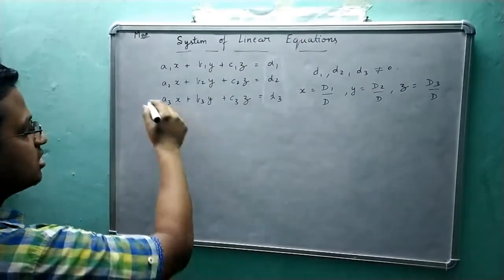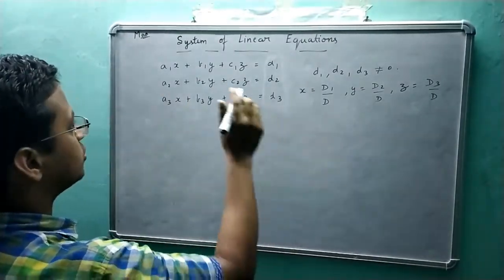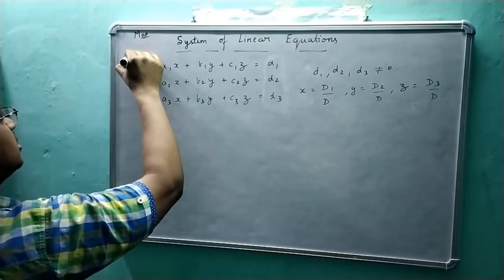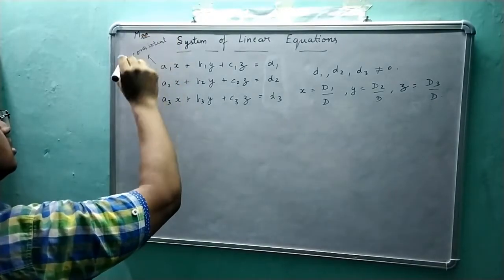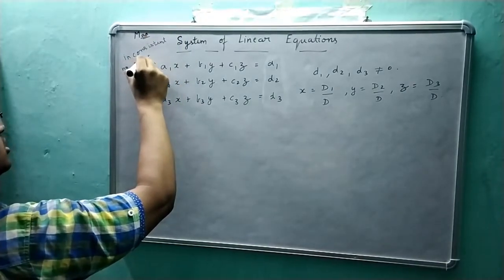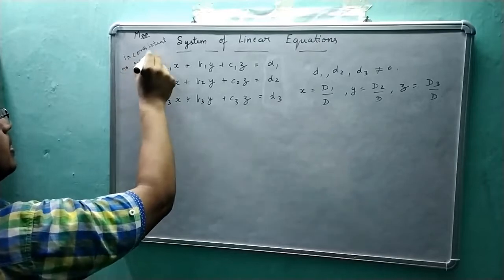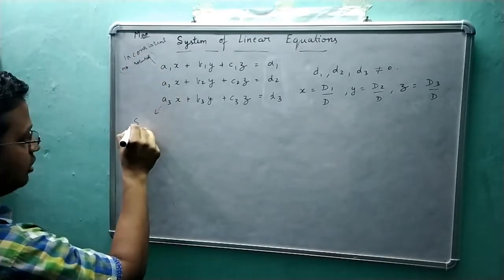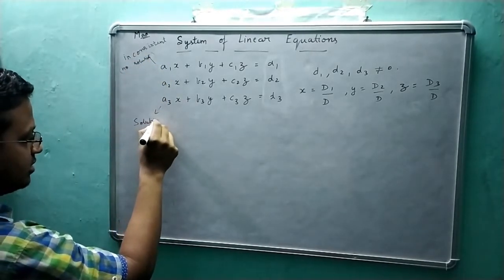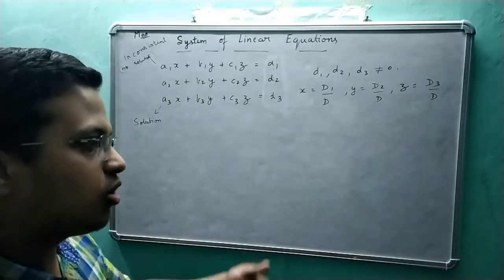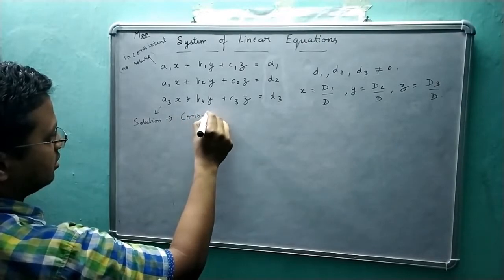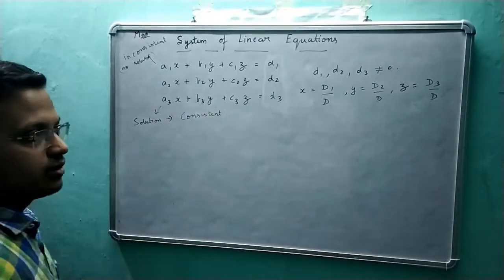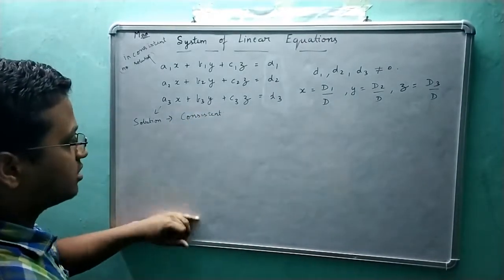If a system of linear equations has no solutions, it is called an inconsistent system of linear equations. So inconsistent means no solution. If it has a solution, either one solution or many solutions, it is called consistent.